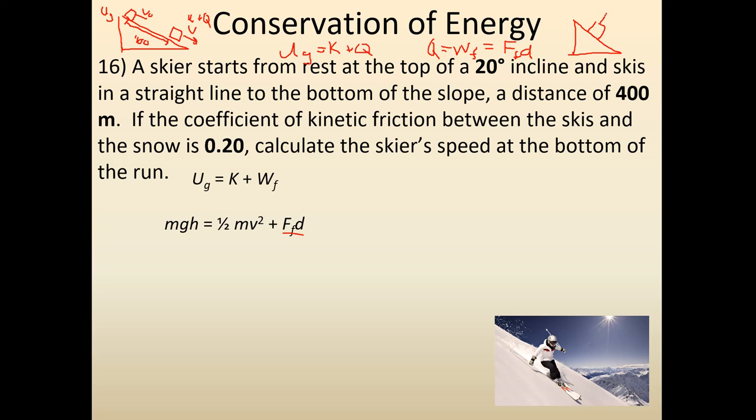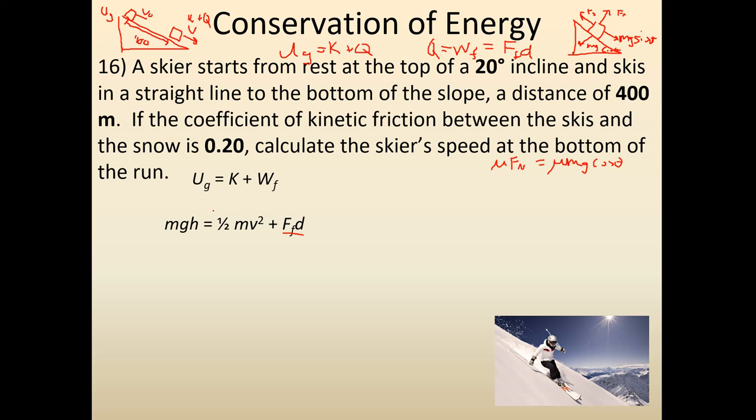Remember when we draw our FBDs, we have the normal force, we have the frictional force, we have this mg sine theta, and this is mg cosine theta. So I'm going to replace force of friction with mu Fn. And mu Fn is being equal to this perpendicular component of the gravity. So this is going to be equal to mu mg cosine theta.